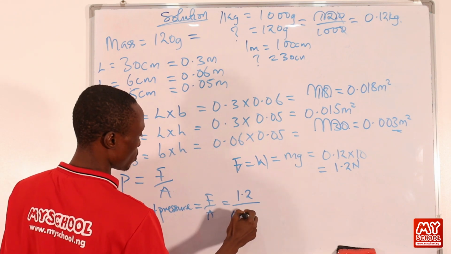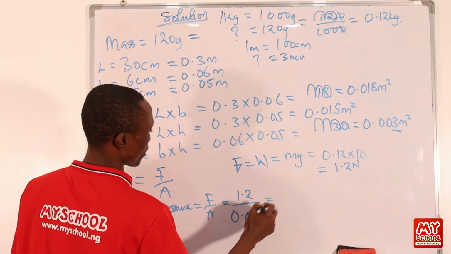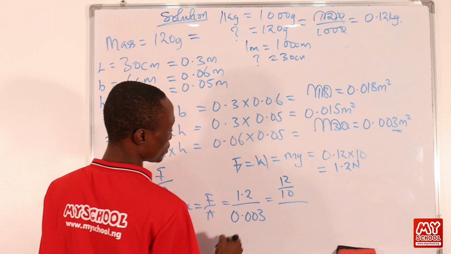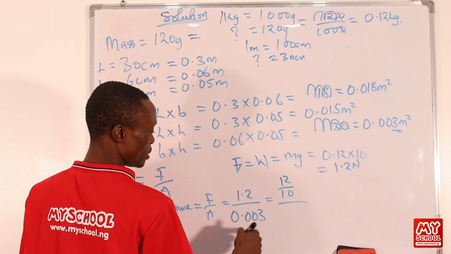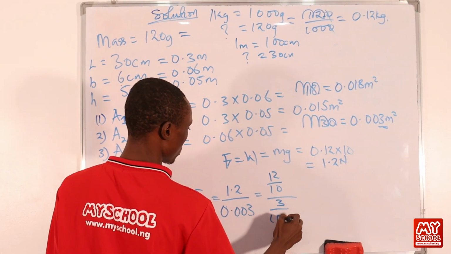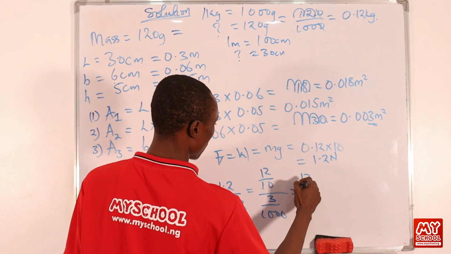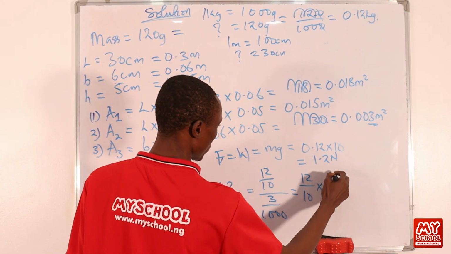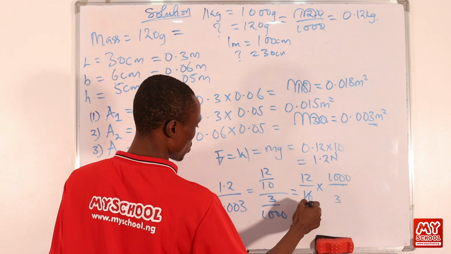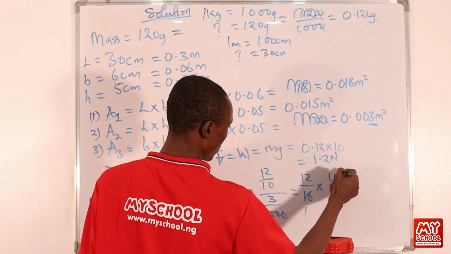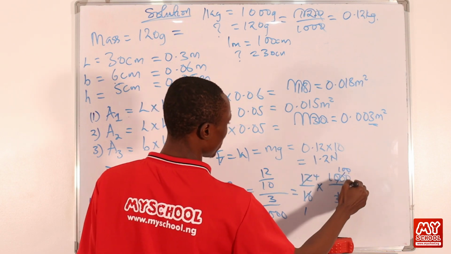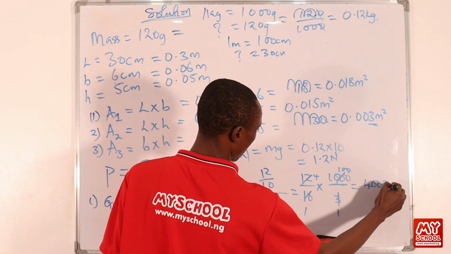So that would be 0.003, right? Now, 1.2 is the same as 12 over 10, and 0.003 is the same as 3 over 1,000. So this is equal to 12 over 10 times 1,000 over 3. The 10 here is 1, the 10 here is 100, the 3 here is 1, and the 3 here is 4. So 4 times 100 will give us 400 Pascal.